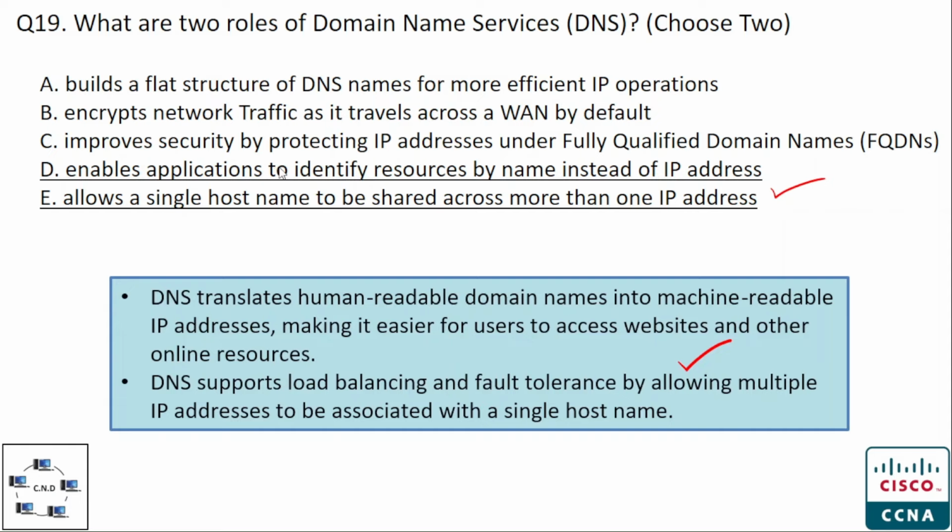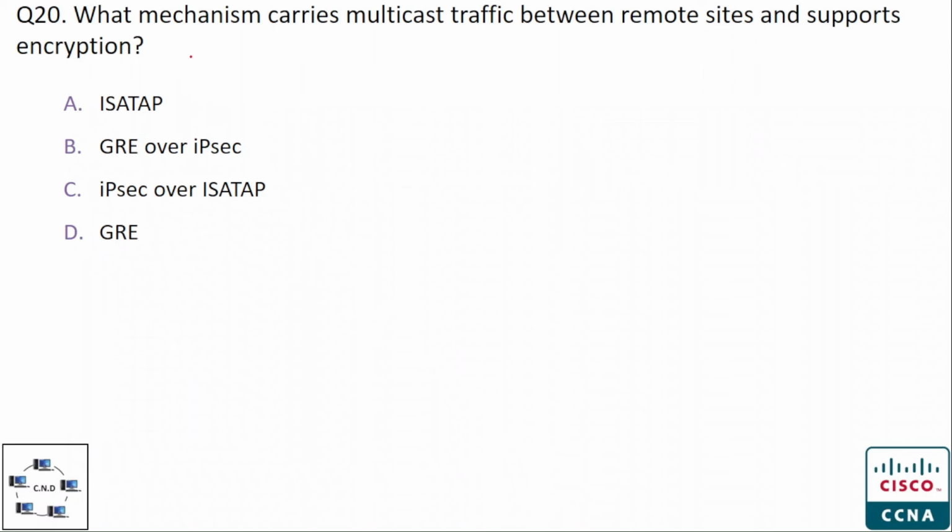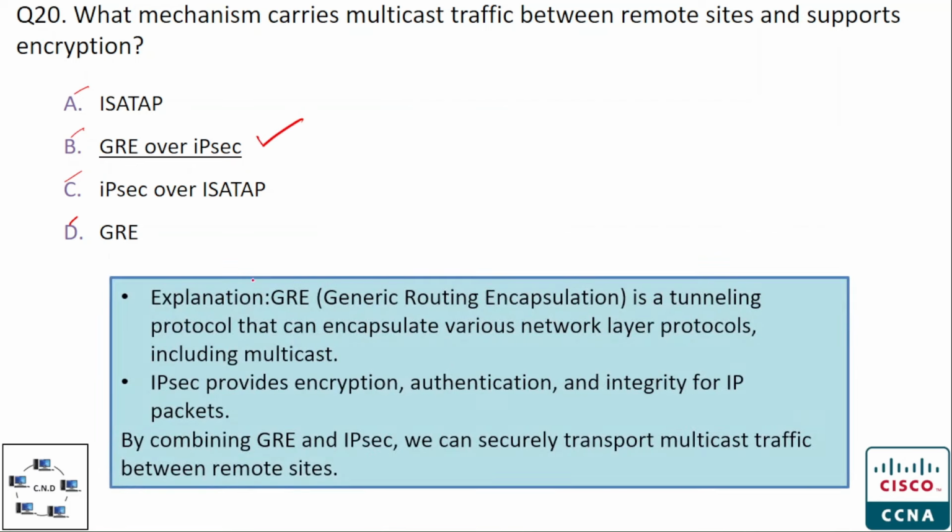Let's move to the next question. Question number 20. What mechanism carries multicast traffic between remote sites and supports encryption? And the options are option A, ISATAP, option B, GRE or IPsec, option C, IPsec or ISATAP, and option D, GRE. And the correct option is option B, GRE or IPsec.